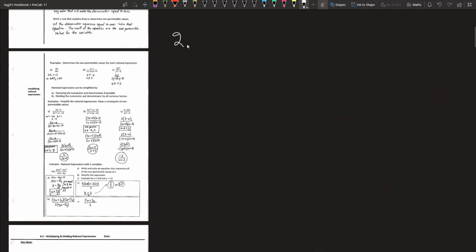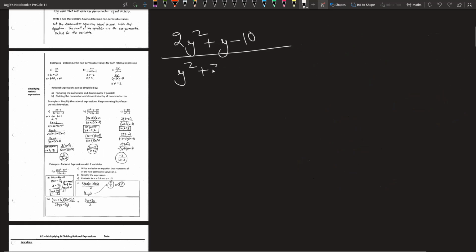So in the next question, we have 2y squared plus y minus 10. And we're dividing that by y squared plus 3y minus 10. Okay, so again, we want to simplify this, and we want to write the non-permissible values. So let's simplify the top, factor the top. We have a quadratic equation. So 2 times minus 10 gives you what? That gives you minus 20.